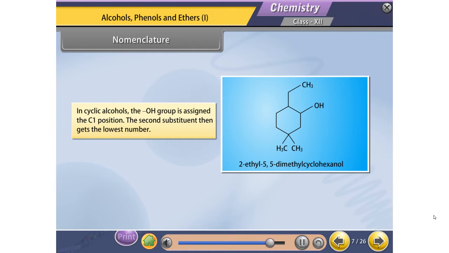The second substituent then gets the lowest number. For example, 2-ethyl-5,5-dimethylcyclohexanol.